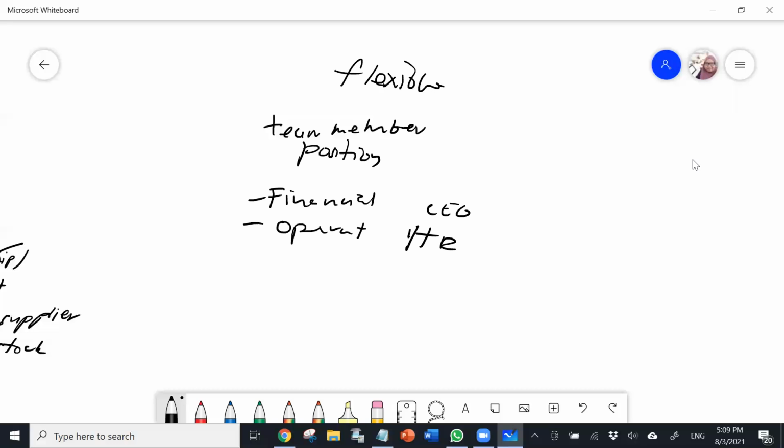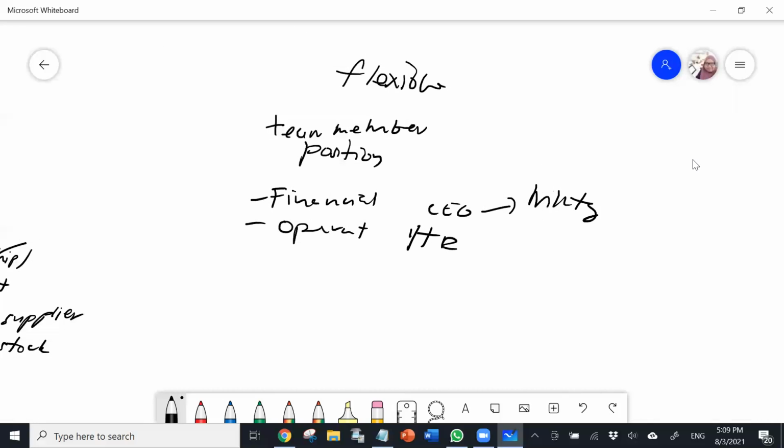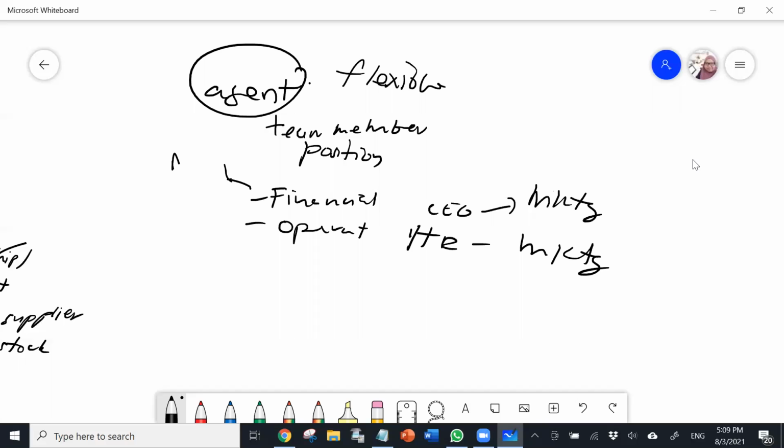If you want to make, for example, CEO become marketing, HR become marketing, because this is an agent-based business. Operation maybe becomes marketing a little bit, plus financial, operation. What's more, the position HR, marketing, 1, 2, 3, 4, 5, admin. So it's up to you to put whatever position that you want.